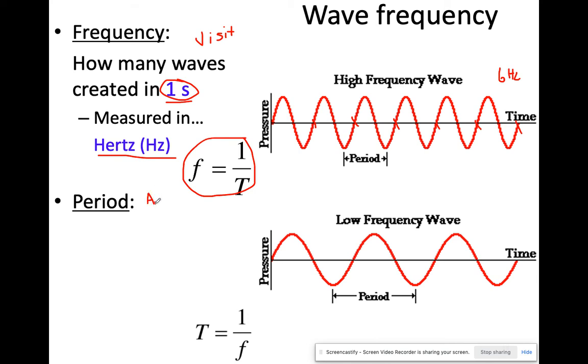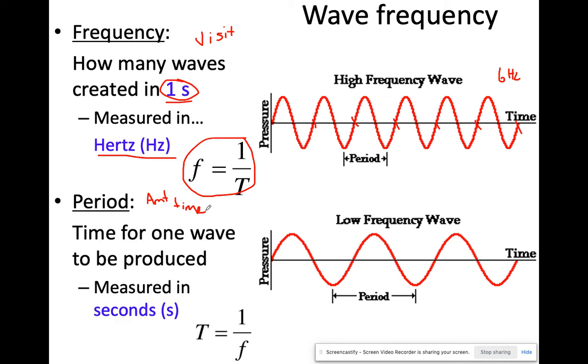Just like in school, you go to school for 7 periods or 8 periods. It is an amount of time. Well, this is literally measuring the amount of time it takes to make one wave. This is how many waves. Frequency is how frequently you visit in an amount of time.